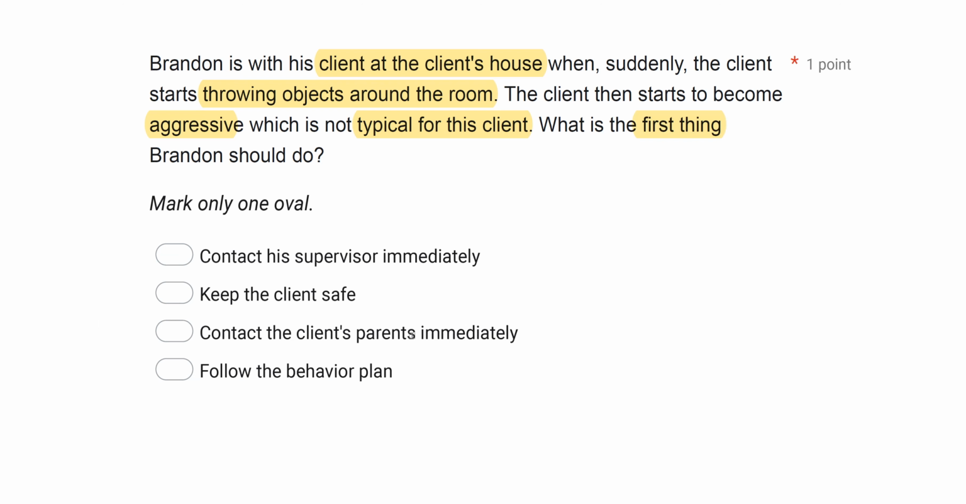Same with C, contact the client's parents immediately. Reaching out to the parents if they're home, right? If you're not at the clinic. And in this case, Brandon is at the house.